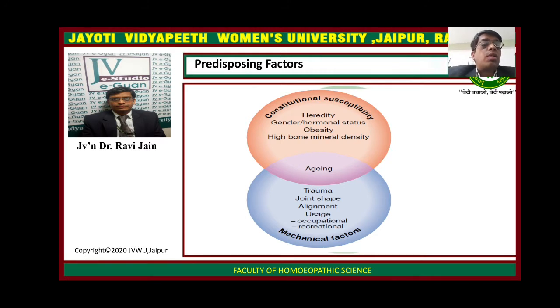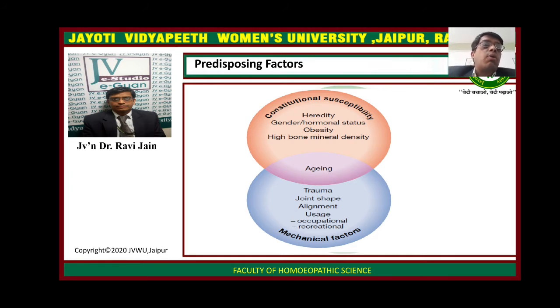It is gender associated. As we all know, osteoarthritis is more common in females in comparison to males. There is also association of the hormonal status. Obesity has a direct relation to osteoarthritis, because the more the weight of the individual, the more pressure there will be on the knee joint, and the patient who is more obese will be prone to develop osteoarthritis. There will be high bone mineral density. If the bone mineral density is higher, then it can predispose to the development of osteoarthritis.